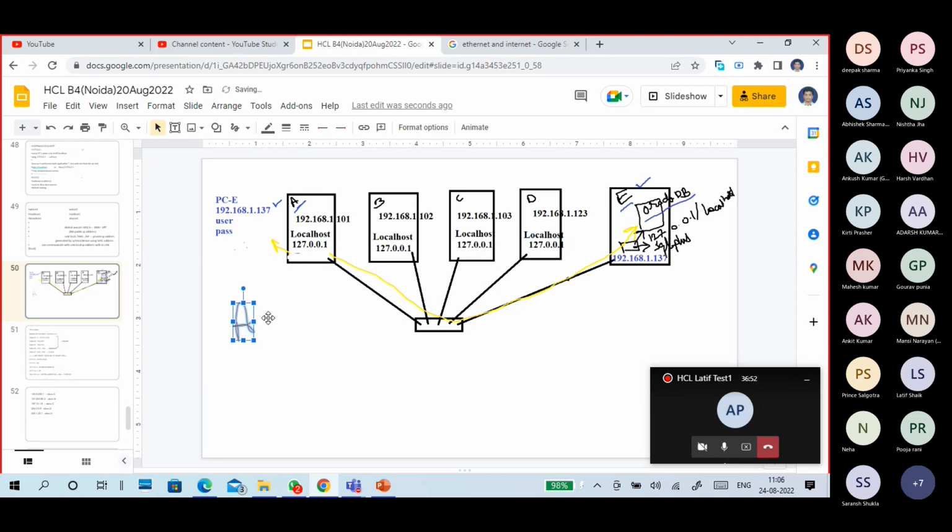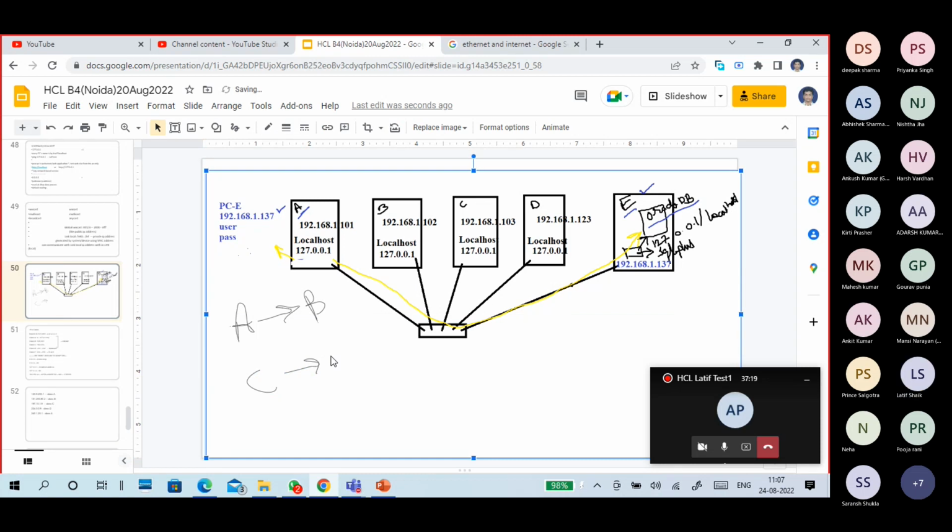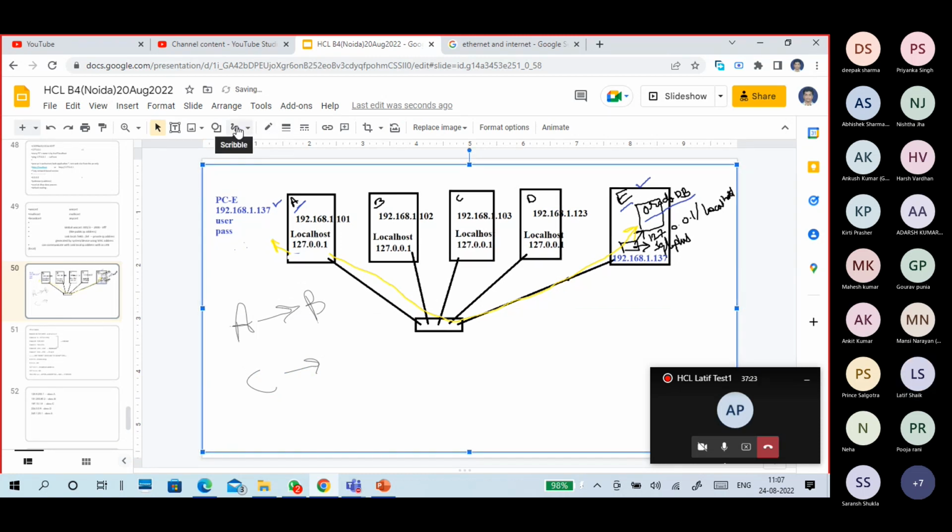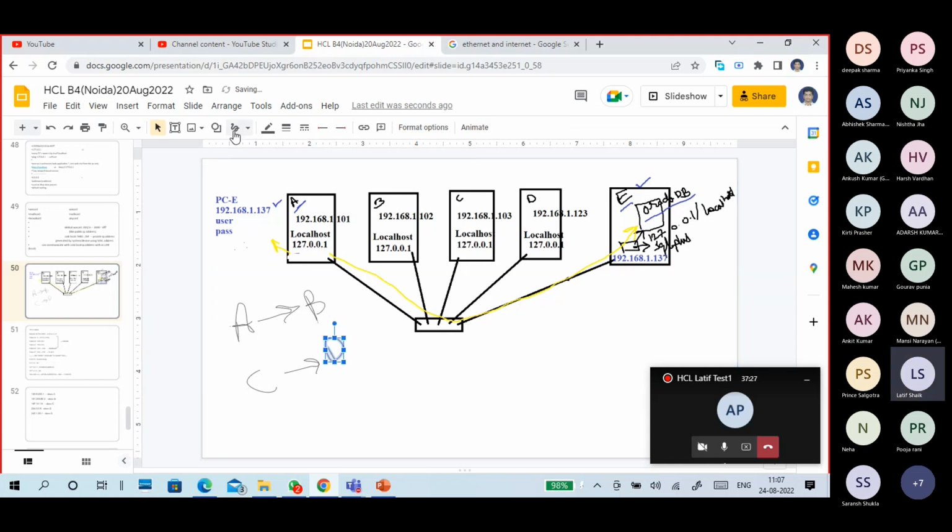When I'm trying to communicate from A to B, I'm sending a ping from A to B, ping 192.168.1.102. That is called unicast. And maybe I communicate from C to D. It is also unicast. For example, A to D: I am trying to send a packet from A to D. It is also unicast, which means one-to-one communication.